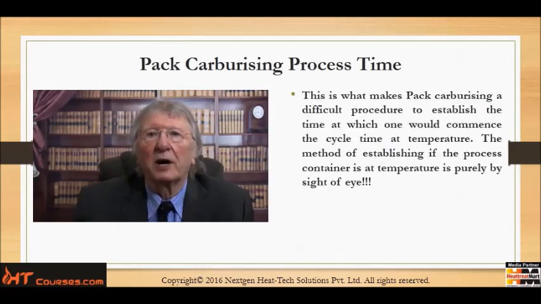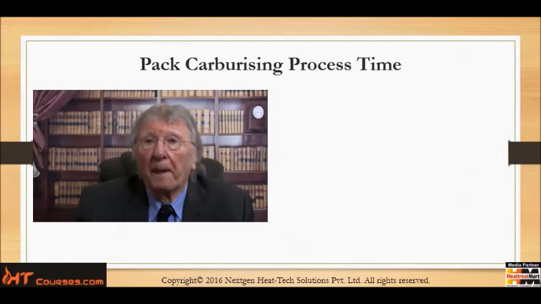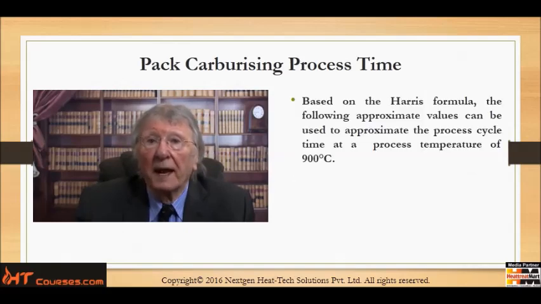This is what makes pack carburizing a very difficult procedure to establish the time at which one could commence the cycle time at temperature. The method of establishing if the process container is at temperature is purely by sight of eye. Based upon that, all you will see is the external surface of the process carburizing box. You will not see the internals of the process box. Based on the Harris formula, the following approximate values can be used to approximate the process cycle time at a process temperature of 900 degrees centigrade.